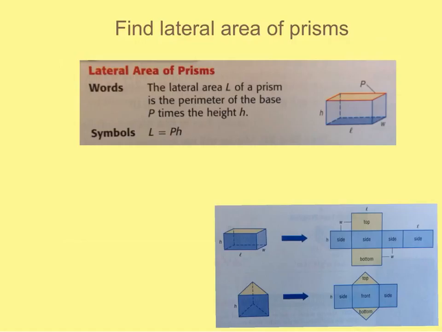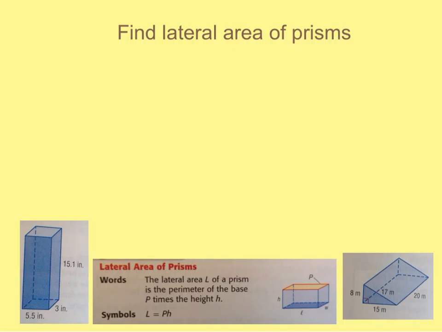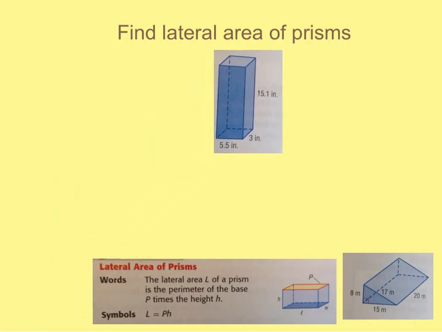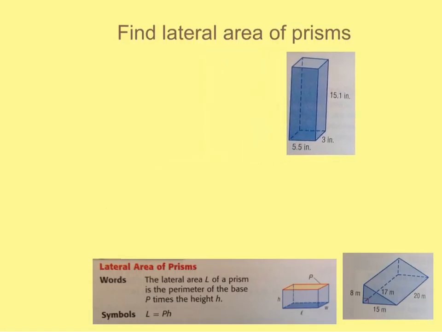Now the important part of this is to find the perimeter of the base itself. So the perimeter times the height. So let's try to find the lateral area with two different types of prisms. Let's start with this prism here. So we're going to start out with our formula and writing down our formula. So lateral area equals perimeter of the base times height.